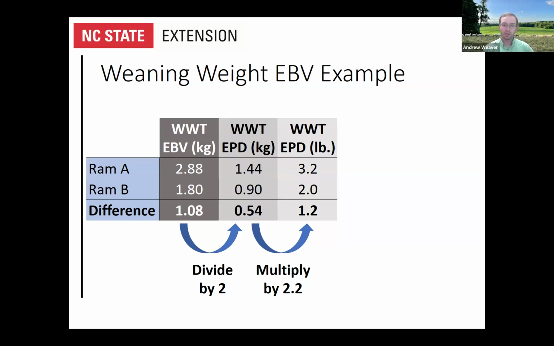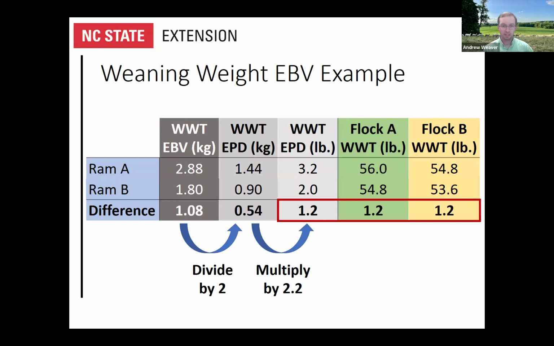Ram B would be 2 pounds, with a difference of 1.2 pounds. So let's think about how those two rams would perform if we used them in two different flocks. What are potential expected levels of performance, and how might those vary between two flocks? We have hypothetical flock A and flock B. These are two different flocks, two different environments, two different contemporary groups.